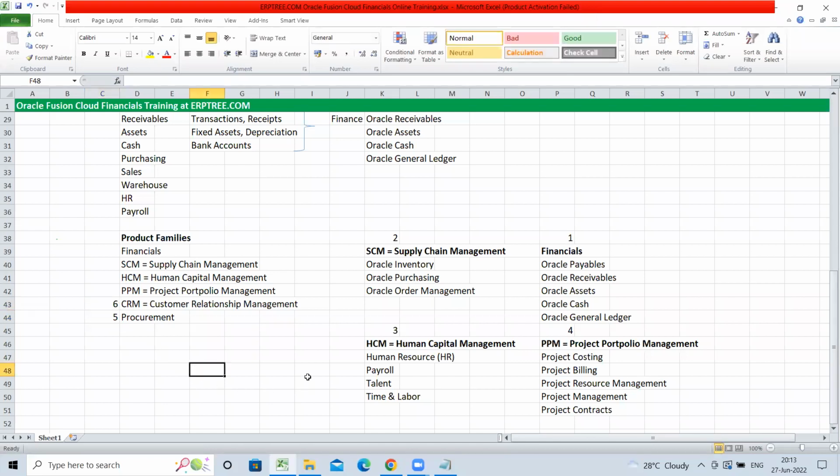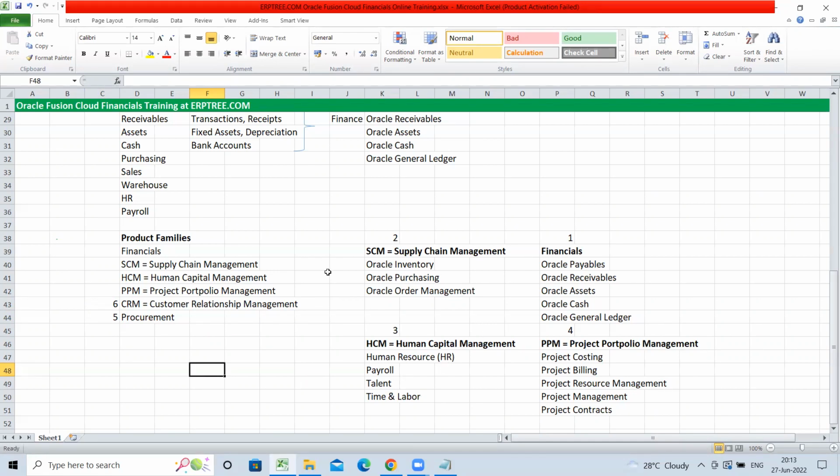So when you talk about which is having very high demand in the market, the first place goes to financials. There is huge demand in the market for financials applications. After financials, SCM applications. After SCM, HCM. After HCM, PPM and procurement, CRM. This is how you can see the priority in the market in terms of demand.